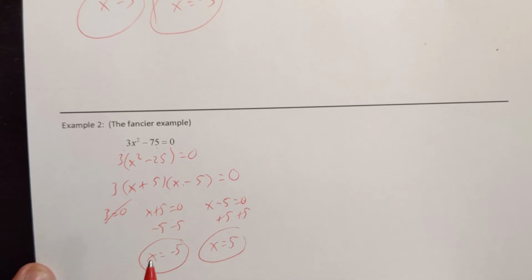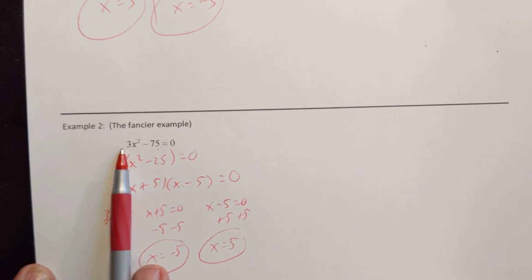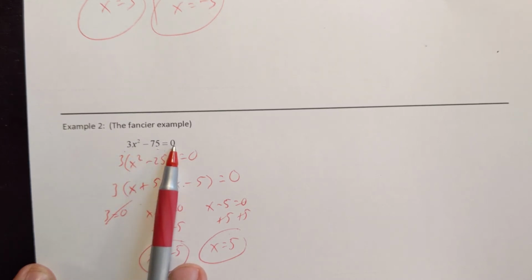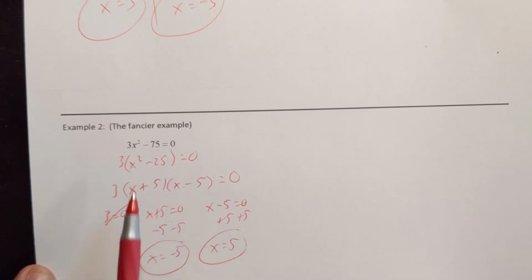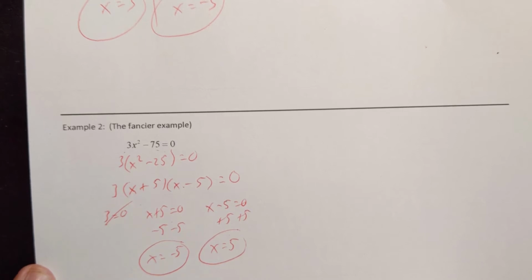Once again, to check them out, put it back in here. If I put a negative 5 into here, negative 5 times negative 5 would be 25. 25 times 3 would be 75. 75 minus 75 is 0. That means it works. If I do the other one with a positive 5, 5 squared is 25. 25 times 3 is 75. 75 minus 75 is 0. Still works out.